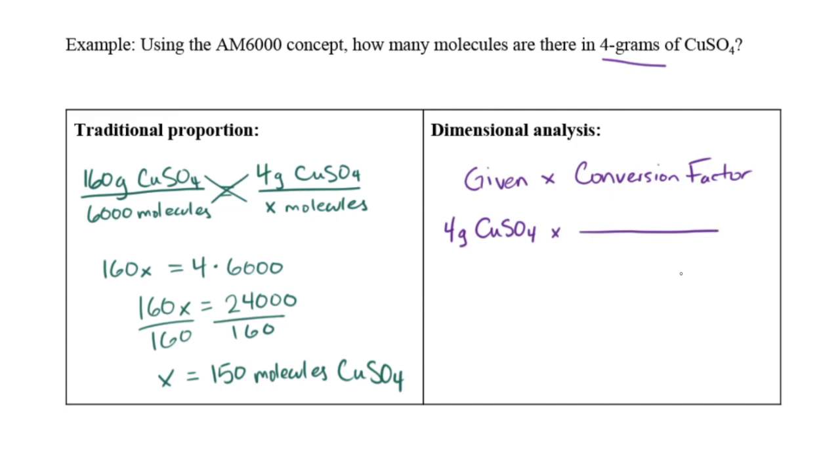The key to dimensional analysis is that we want our units to cancel. Because the number I'm given has the unit of grams, I'm going to put grams on the bottom of the conversion factor. Because we're using the AM6000 concept, I know I can put molecules above that. And again, in the AM6000 concept, we have 6,000 molecules, and from the periodic table, we have 160 grams of copper sulfate.